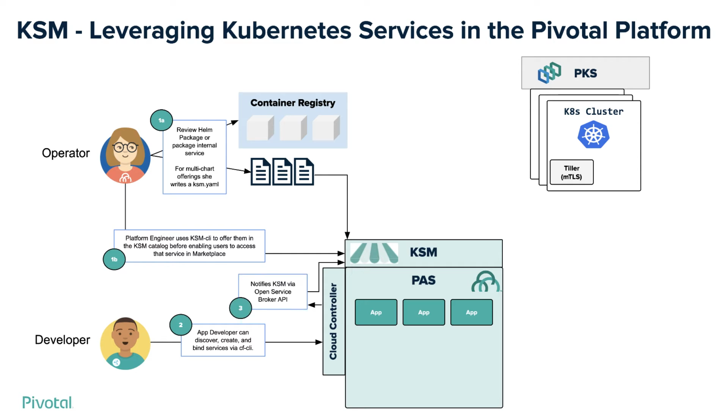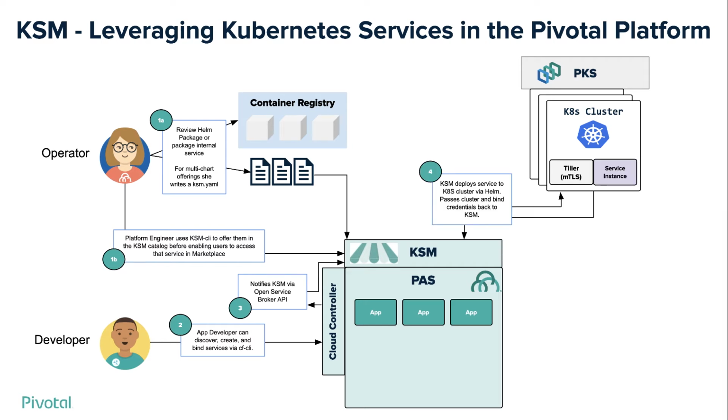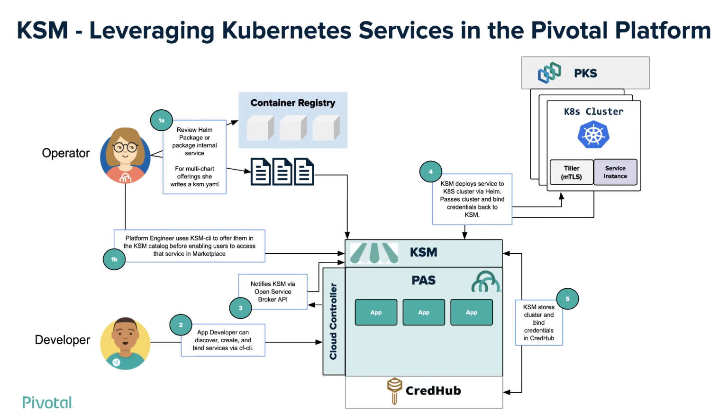The first thing that happens is the PaaS Cloud Controller is going to notify the local KSM service tile that the request has come in to create an instance of that service. Then, KSM is going to use the Helm charts packaged earlier to deploy a dedicated instance of that service onto the PKS cluster within its own dedicated namespace. Once the service is deployed, KSM then pulls the bind data it needs from that service and stores it securely via CredHub running on PaaS. Then those bind credentials are returned securely back to the application developer.